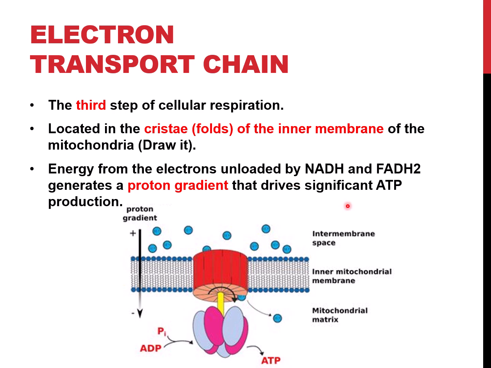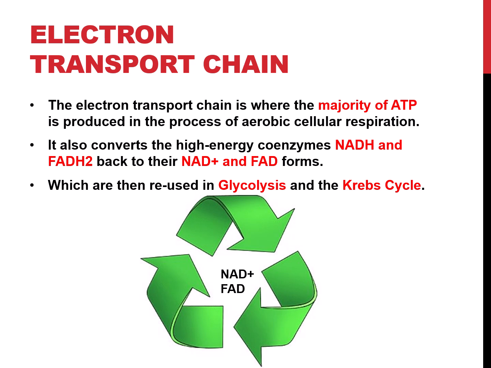So energy from the electrons unloaded by NADH and FADH2, because that's their primary purpose, allows hydrogens to flow through the membrane and create this proton gradient. Remember, a proton is just a hydrogen ion, so H plus in this case. And that drives significant ATP production. Obviously, the highest ATP production, as we just mentioned, 26 or 28, compared to that of 2 in glycolysis and 2 in the Krebs cycle. The electron transport chain is where a majority of the ATP is produced.